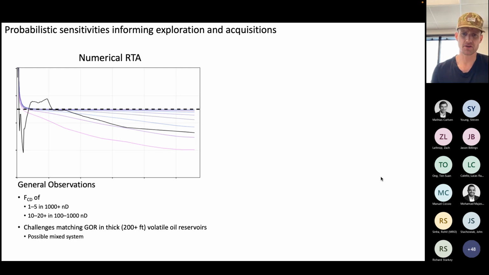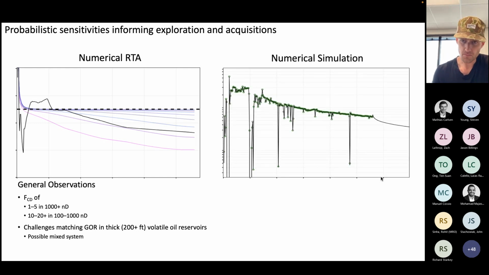It's possibly a mixed system. It could also be because it's not just a single homogeneous reservoir unit. We're dealing with some sands, some shales, some interbedded systems, which I'm very much looking forward to the new Whitson update with the multi-layered system. And then we go from numerical RTA to numerical simulation. Of course, everybody here should be familiar with this workflow by now.